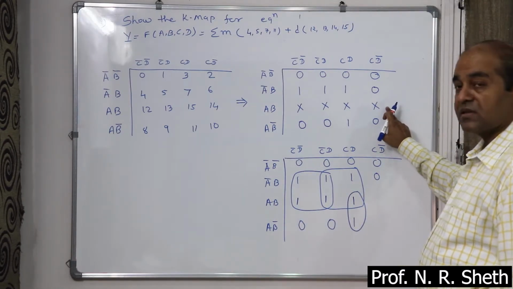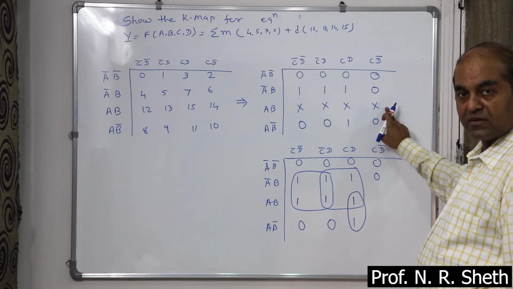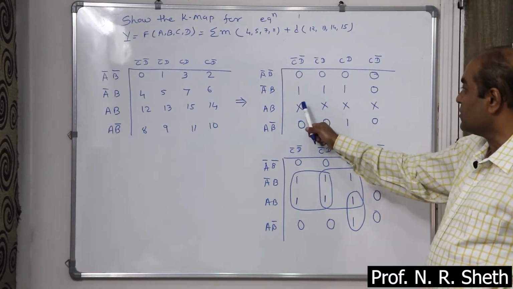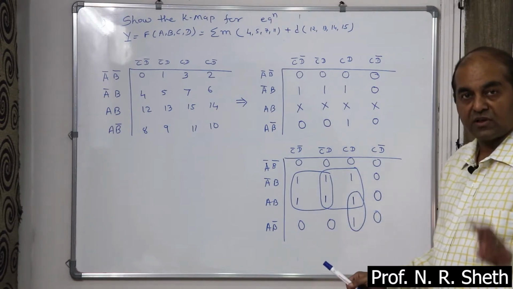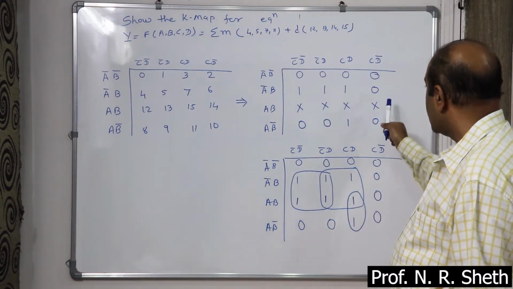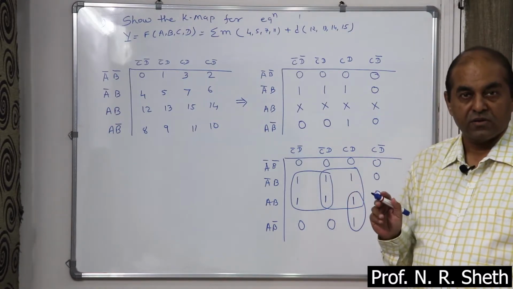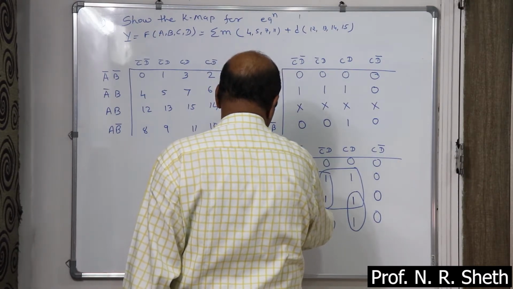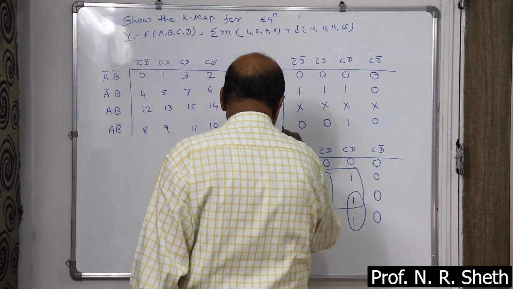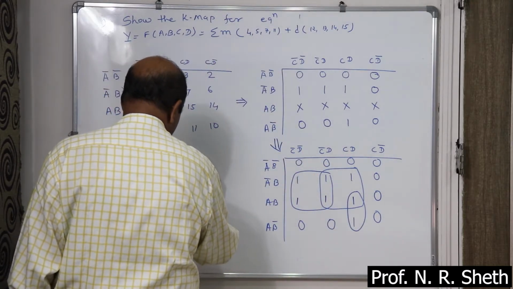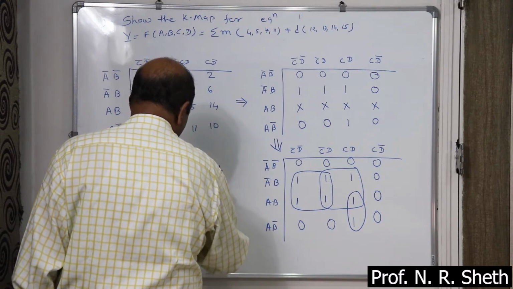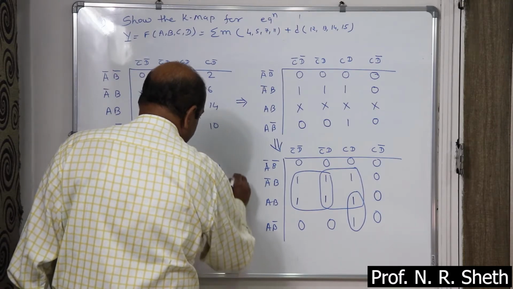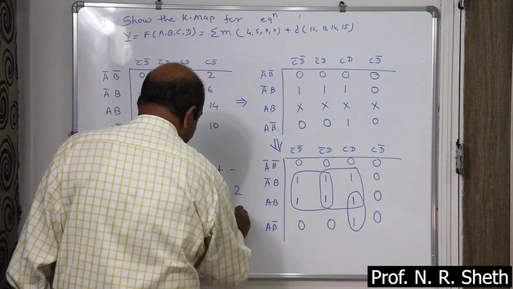This X is absolutely useless, so place 0 for this. So 1, 2, 3. For these 3 X's you have 1, and for this one it is 0. So finally, your combination: octet, quad and pair. You have 2 quads and a pair.